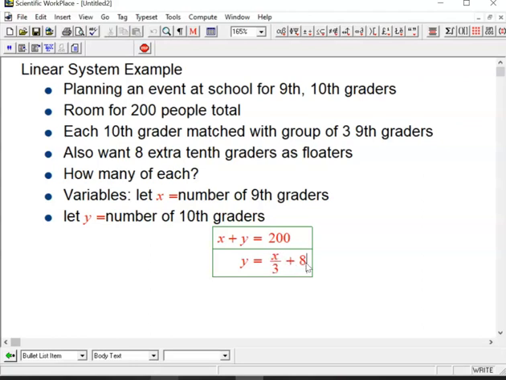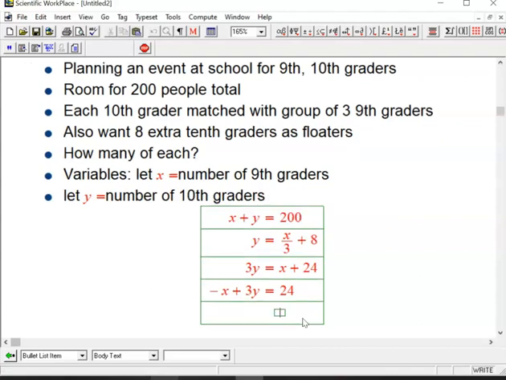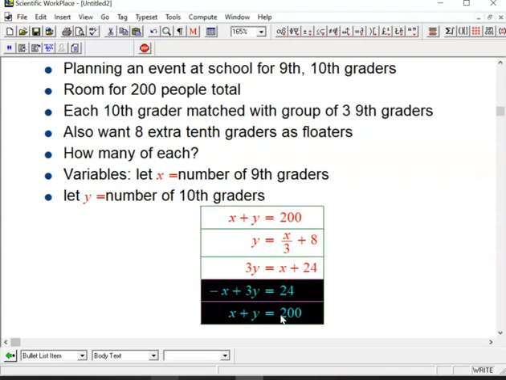Now we usually don't necessarily want a fraction here if we don't have to have it. And so let's multiply everything by 3. And then we're probably going to want to put it in standard form by putting the variables on the left-hand side and the constants on the right. So let me just go ahead and copy this down. Okay, so there's our system.